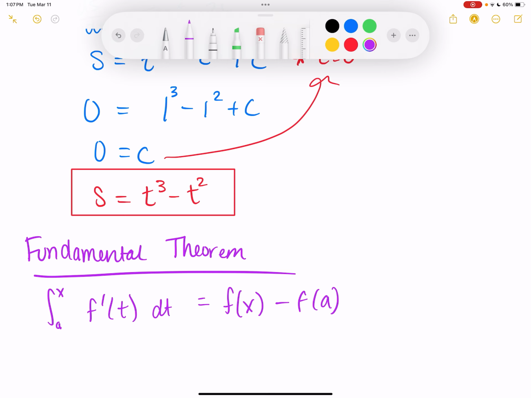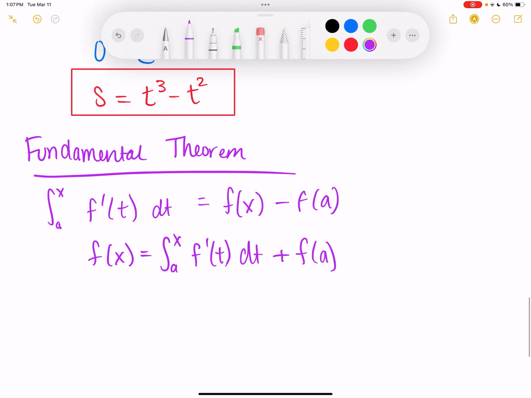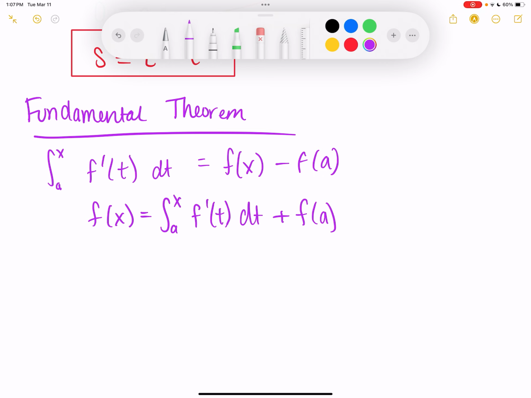And so then we also had another way: f of x equals the integral from a to x of f prime of t dt plus f of a. So these next two problems say, to solve the initial value problem using the fundamental theorem, your answer will contain a definite integral.